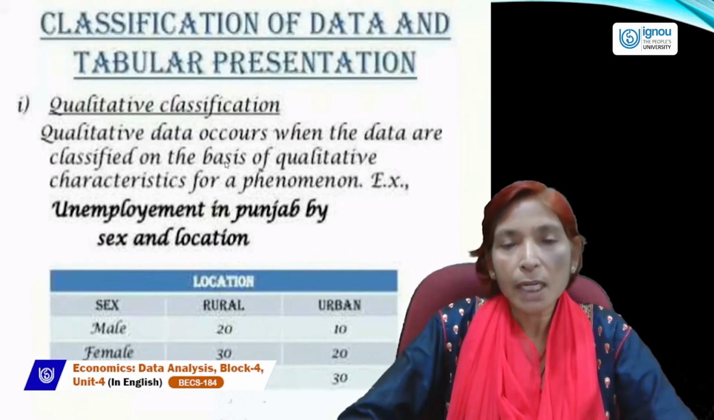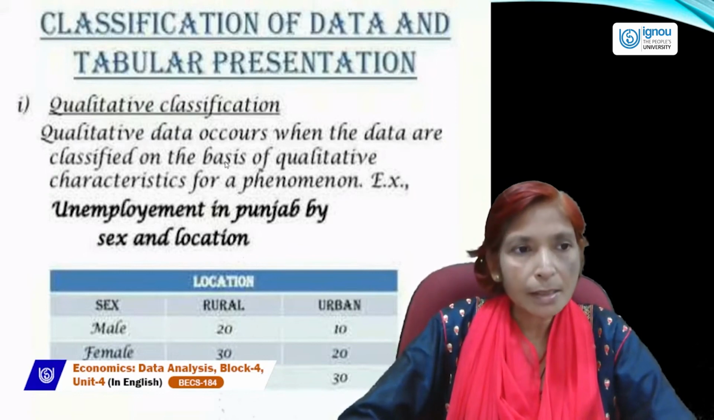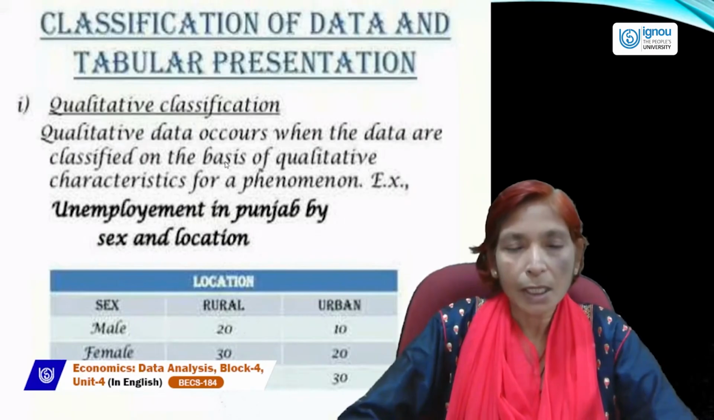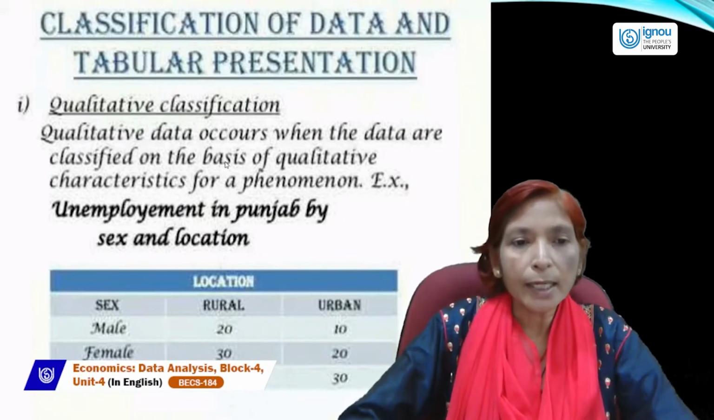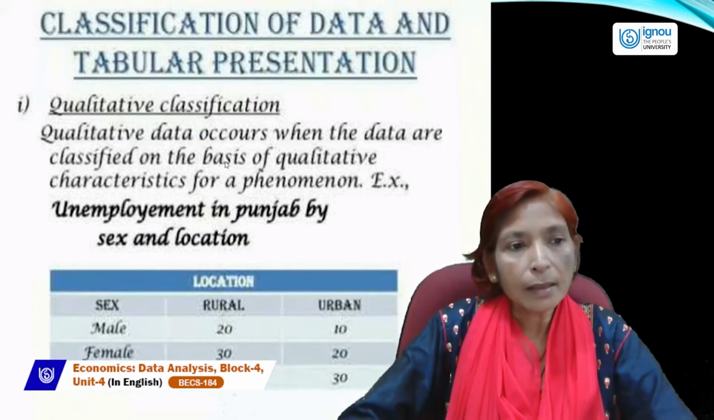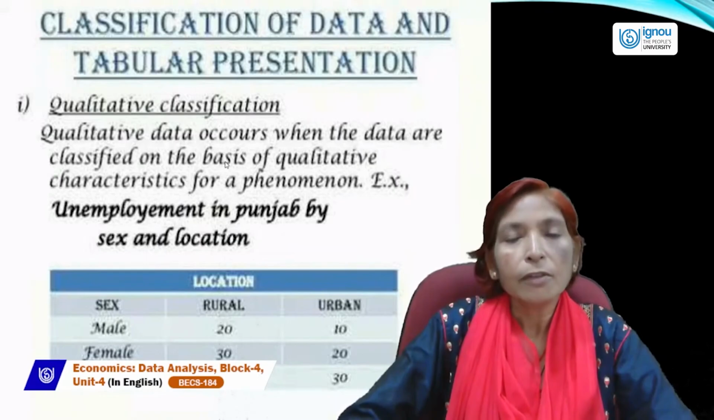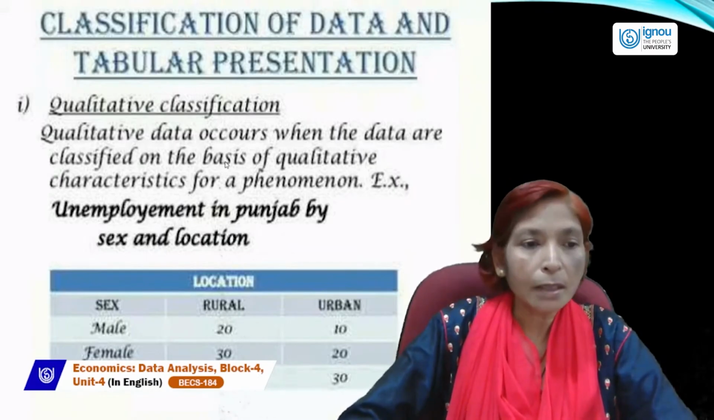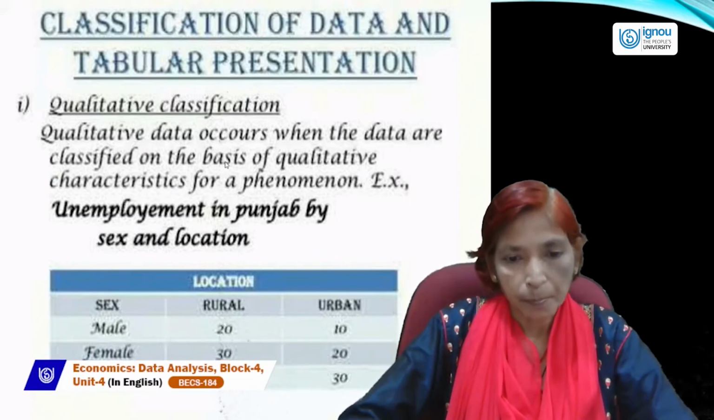We have to classify the data which we have collected through different methods. So classification may be qualitative, may be quantitative. Qualitative classification occurs when the data are classified on the basis of qualitative features of a phenomenon. For example, unemployment in Punjab by sex and location.